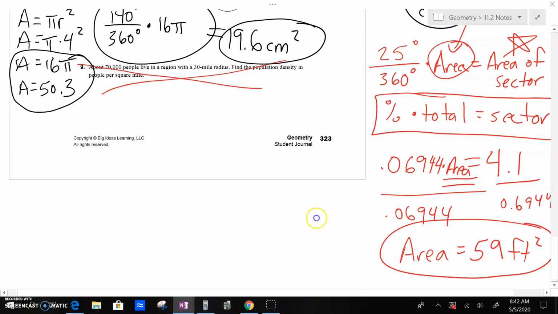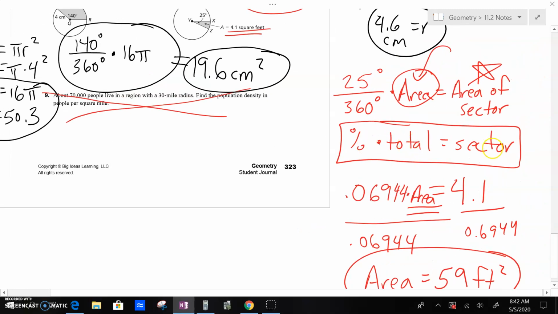Again, we're using the same formula. So percent times total equals sector. The only difference is they gave us the sector. So you put that one in. The percent you find by doing the 25 over 360. That's the 0.06944. And then the area of the thing we want, which is double underlined here, the way you get it by itself is divide both sides by the 0.06944. And that gets us our answer, which is 59 feet squared.